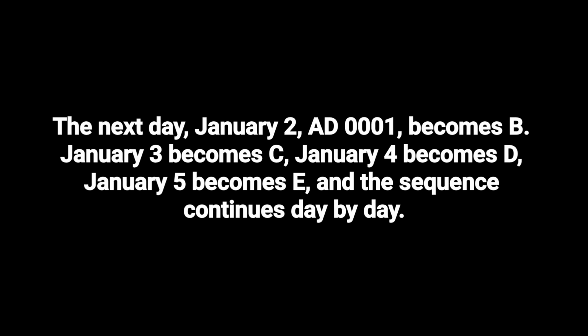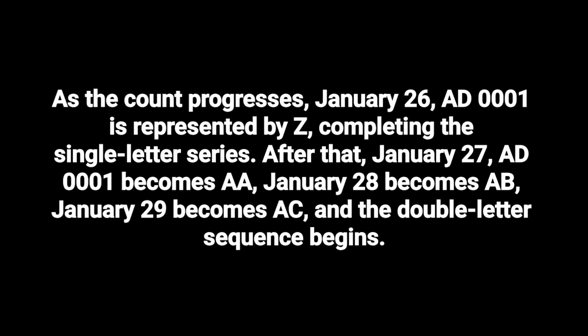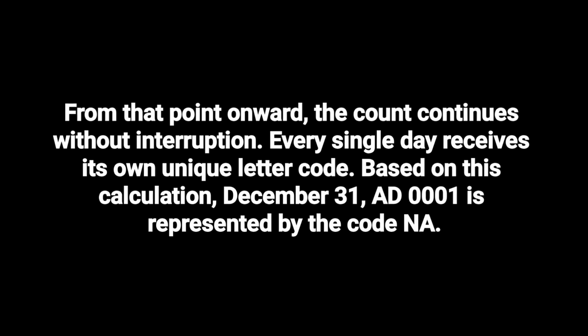The next day, January 2nd, AD 0001 becomes B, January 3rd becomes C, January 4th becomes D, January 5th becomes E, and the sequence continues day by day. As the count progresses, January 26th, AD 0001 is represented by Z, completing the single-letter series. After that, January 27th, AD 0001 becomes AA, January 28th becomes AB, January 29th becomes AC, and the double-letter sequence begins. From that point onward, the count continues without interruption. Every single day receives its own unique letter code.